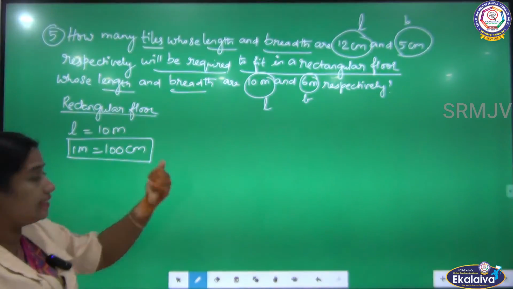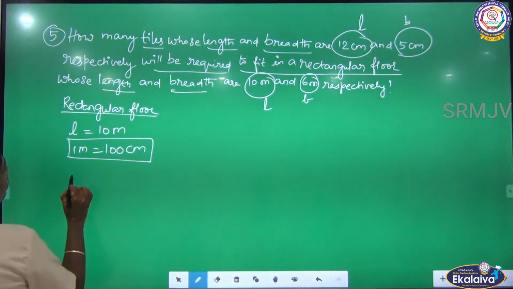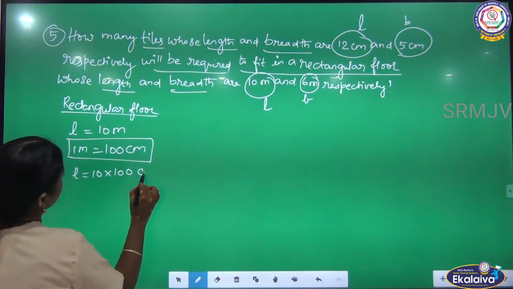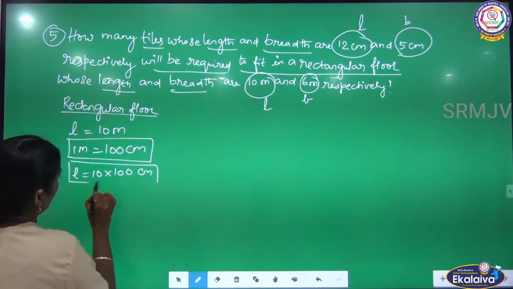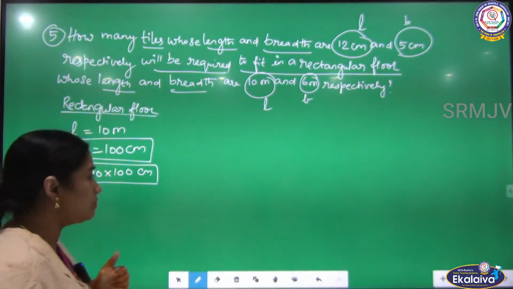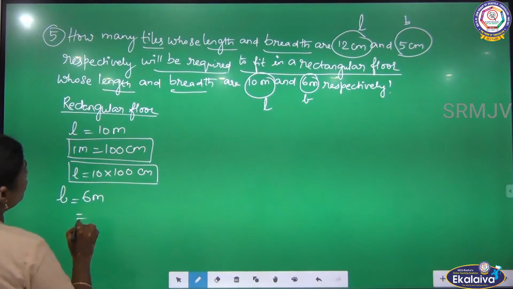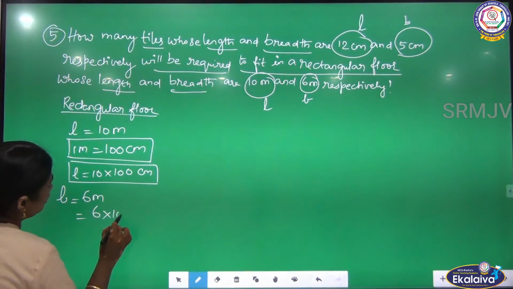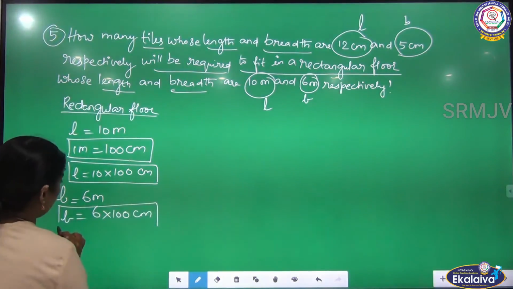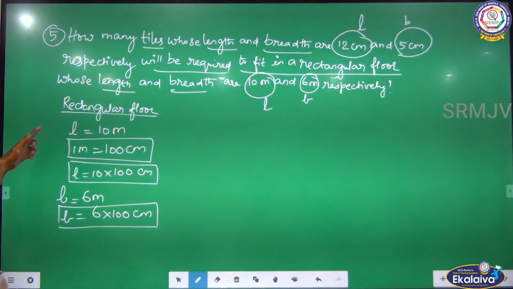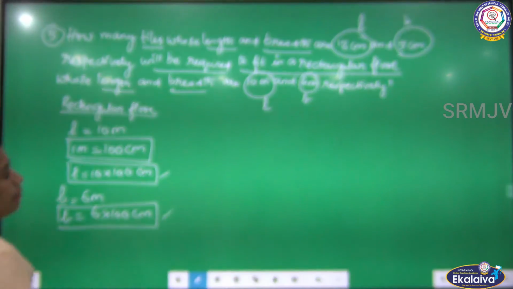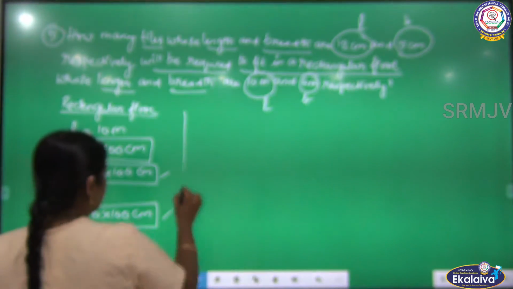So for that I am converting these to centimeter. So length is equal to 10 into 100 centimeter. Keep it as it is. Now breadth. What is the breadth given? 6 meter. This also you convert into centimeter. So 6 into 100 centimeter. Keep it as it is. I have changed the rectangular floor meter into centimeter, so I got my length as well as the breadth. Now I will move on to the tiles.